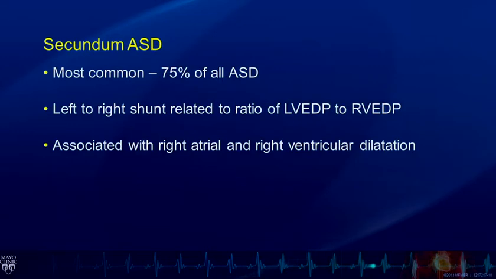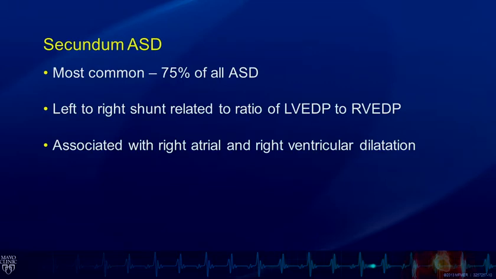Secundum ASD is by far the most common type of atrial septal defect, comprising at least 3/4 of all forms of atrial septal defect. The degree of left to right shunt associated with these defects are related to the diastolic or the filling pressures of the left ventricle versus the right ventricle. This is quite important to remember. As the population ages, the left ventricular diastolic pressure can increase and increase our left to right shunt without any increase in the size of the atrial septal defect itself.